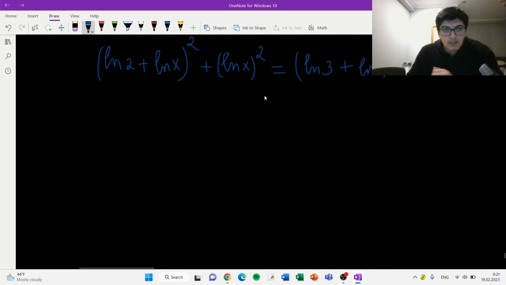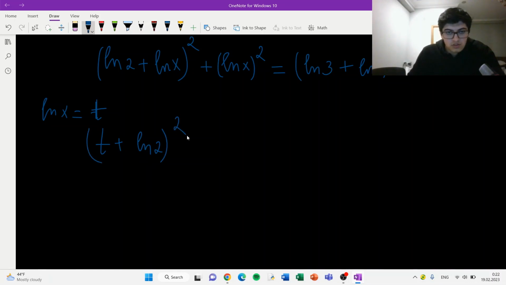And for the next part, I just want to denote ln x with some value, for example t, to simplify it and make it look easier to solve. t plus ln 2 squared. ln 2 is just a constant value, therefore no need to replace it with another variable, plus t squared is equal to ln 3 plus t, all squared, in the brackets.